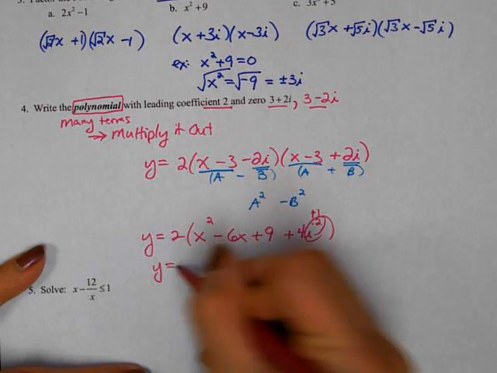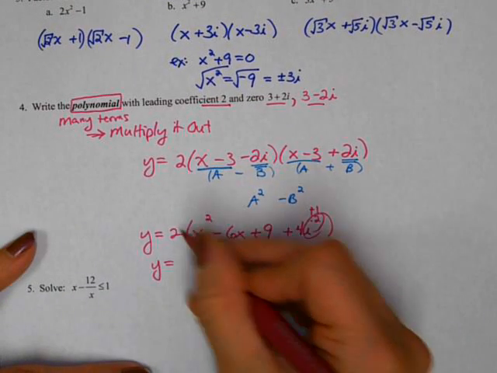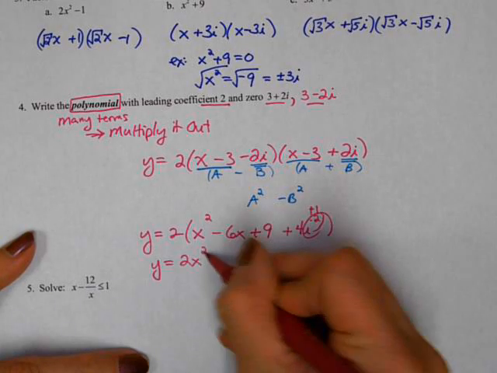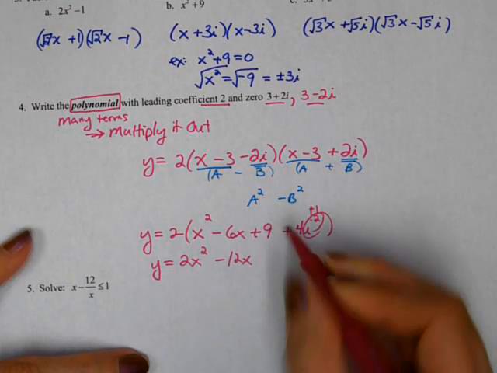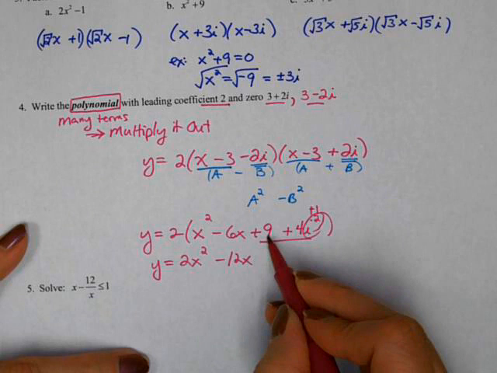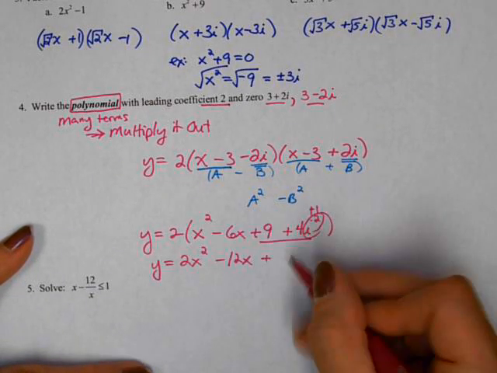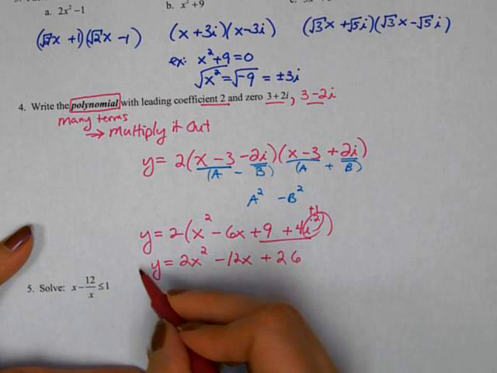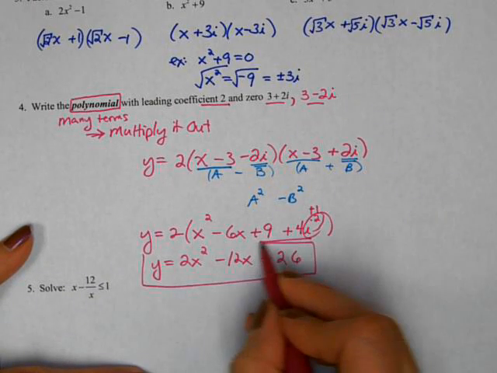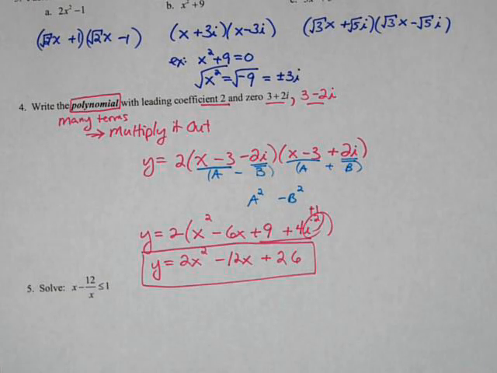So let's go ahead and do it all at once. Let's just go ahead and distribute: 2x squared minus 12x. This is actually 13 times 2, and that's going to be 26. Okay. Multiplying out to make a polynomial.